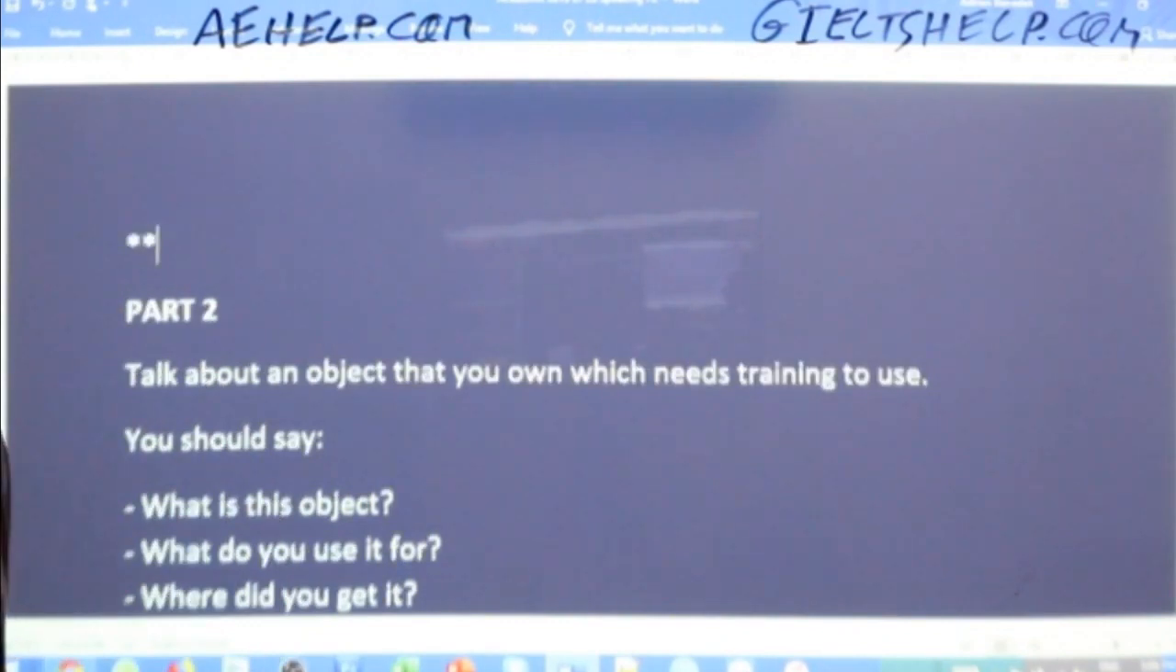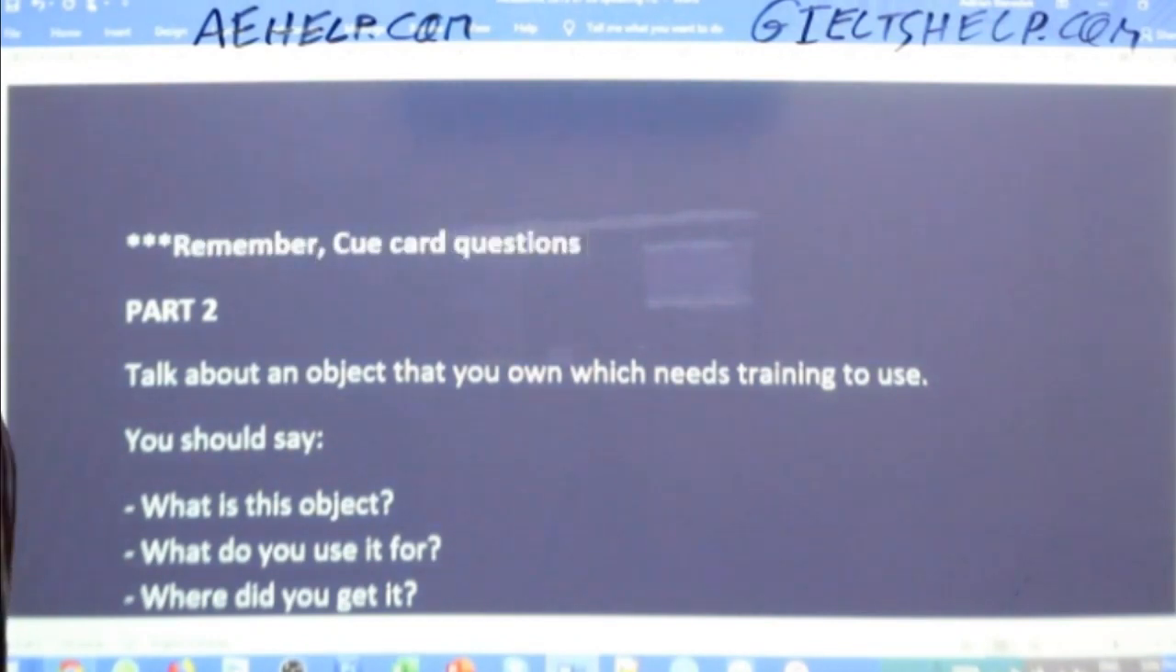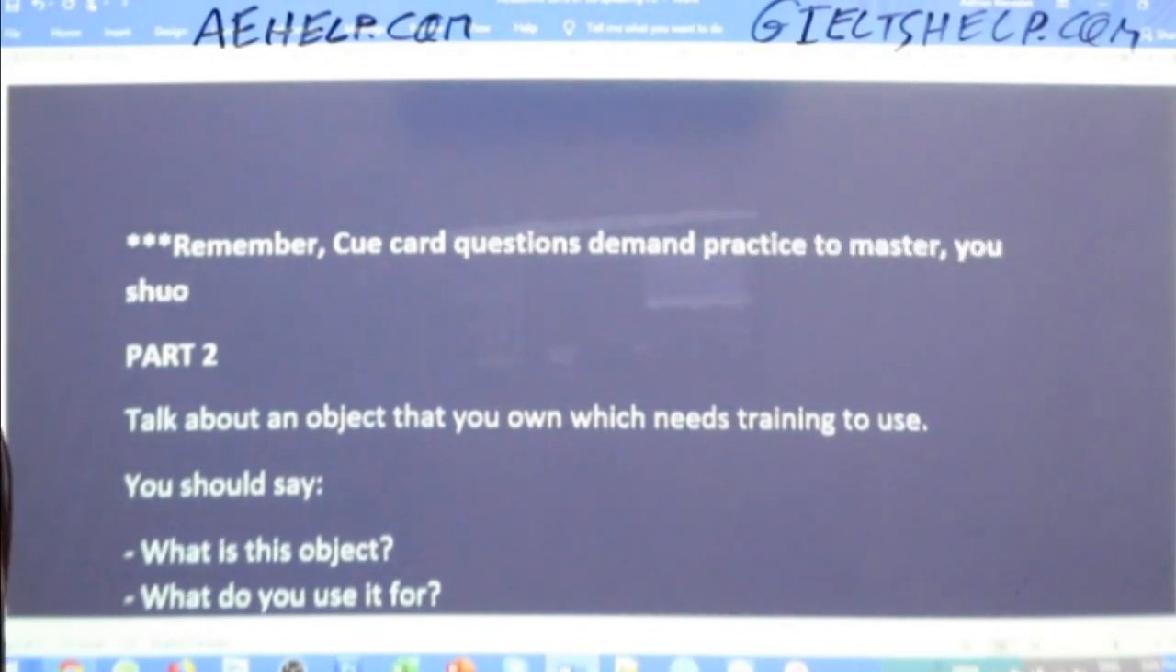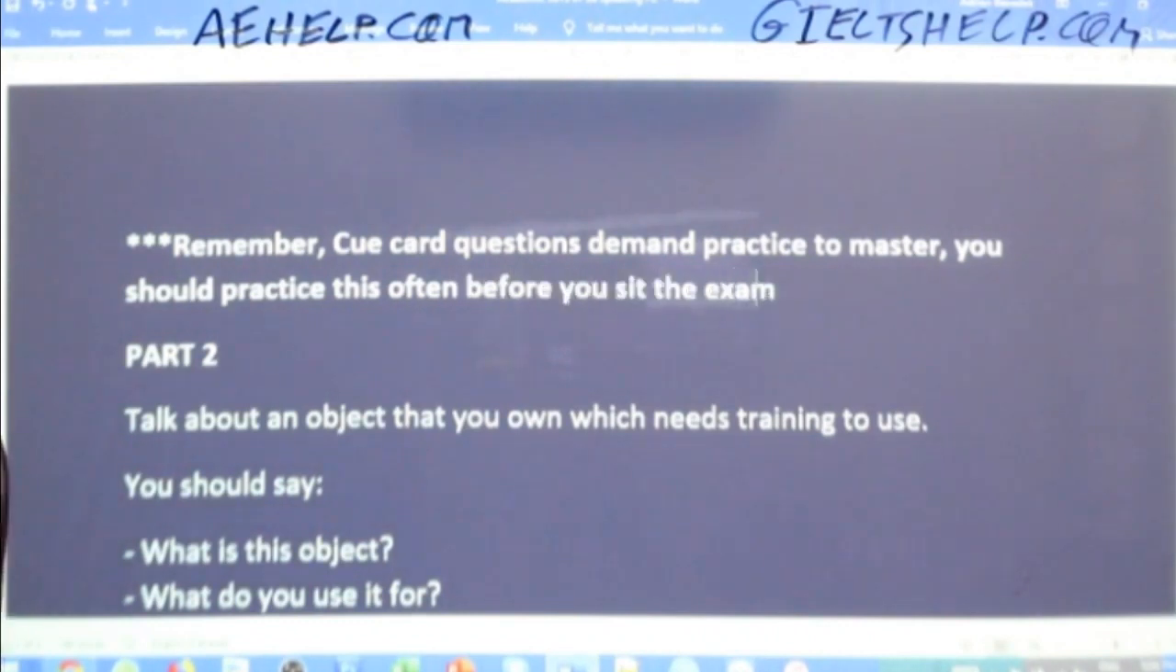So remember, cue card questions demand practice to master. You should practice this often before you sit the exam. Okay?